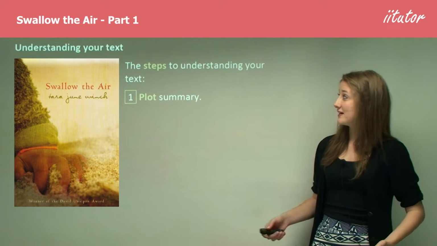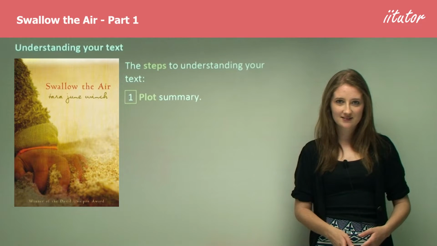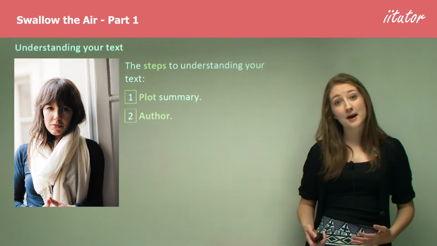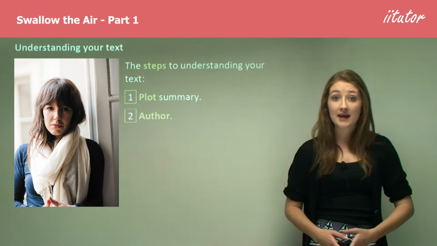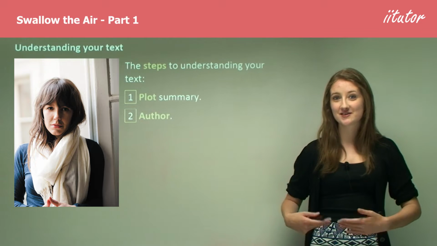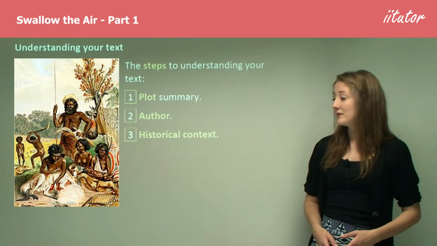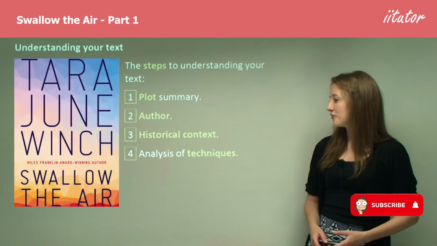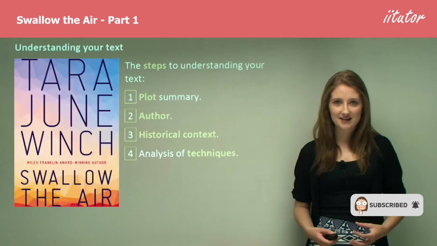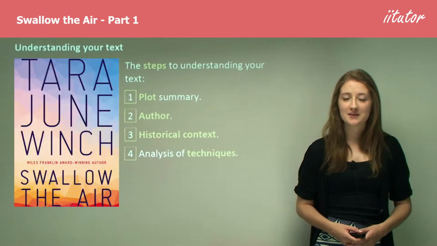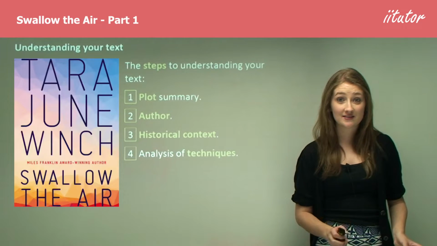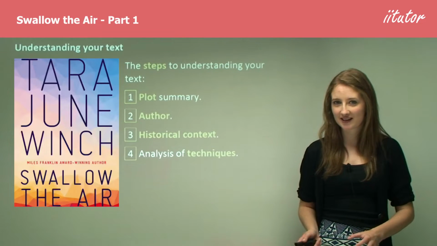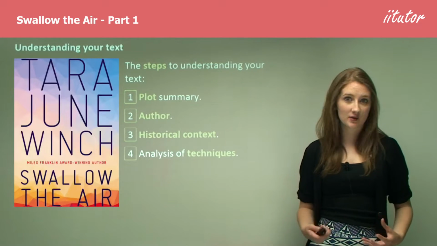Now, if we examine these steps to understanding your text, you'll see that the first step is a plot summary. Secondly, an examination of who the author is and how her own context has influenced the production of this work. Then we'll be looking at the historical context, which is relevant to this work. We'll also be looking at an analysis of techniques. So here's where we're really going to be looking at language-specific examples and taking a look at the way in which the author uses different language techniques to create a really poetic novel work.